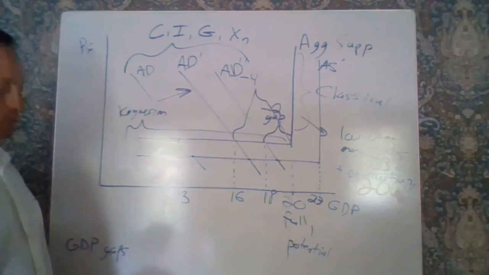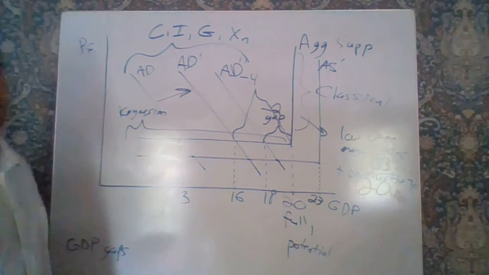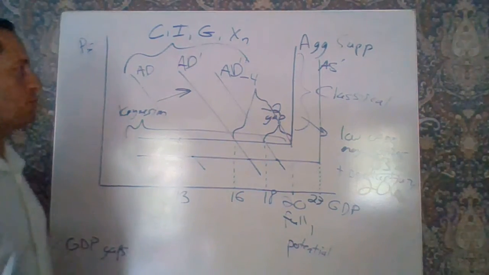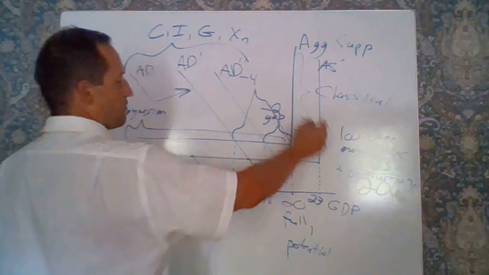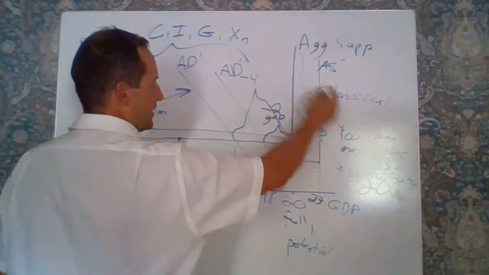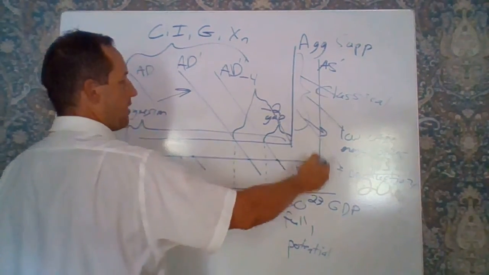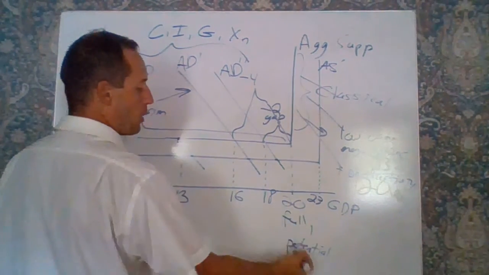The last thing I will say in closing, according to the dynamics of this graph, it's impossible to have a positive GDP gap. Because once you get to the vertical range, it's not possible to have an equilibrium going beyond your potential GDP.